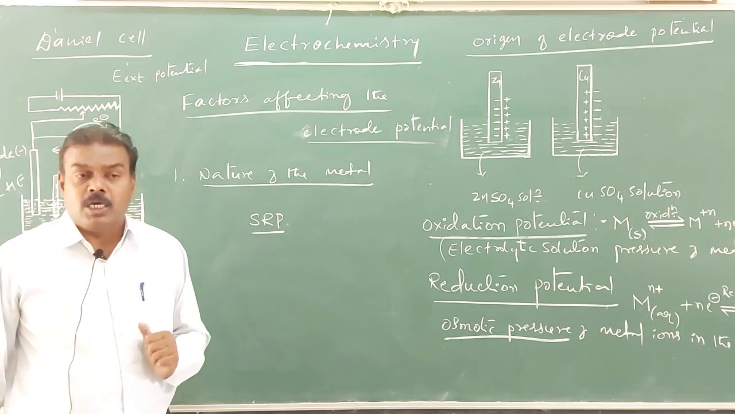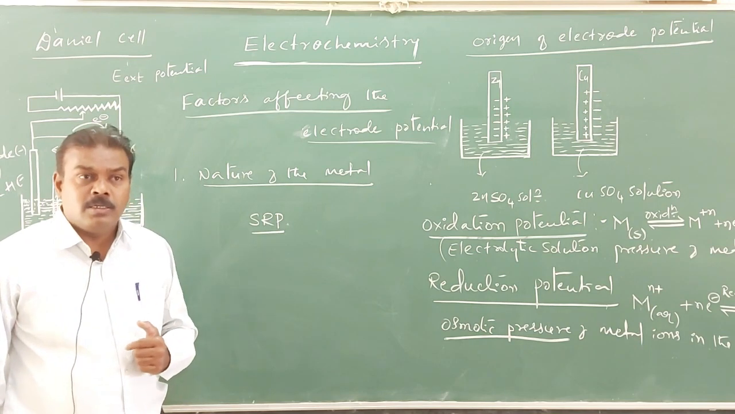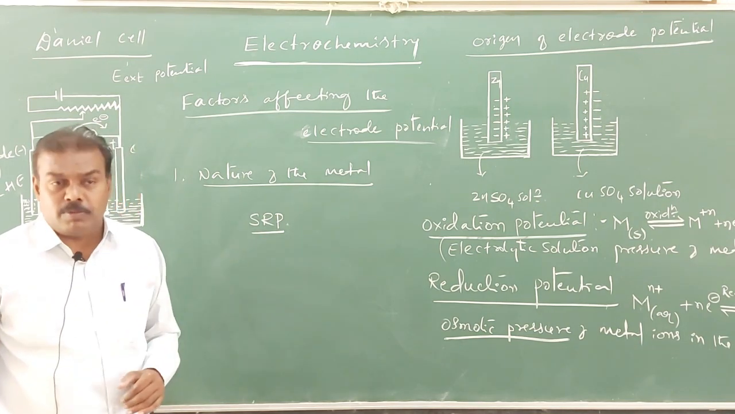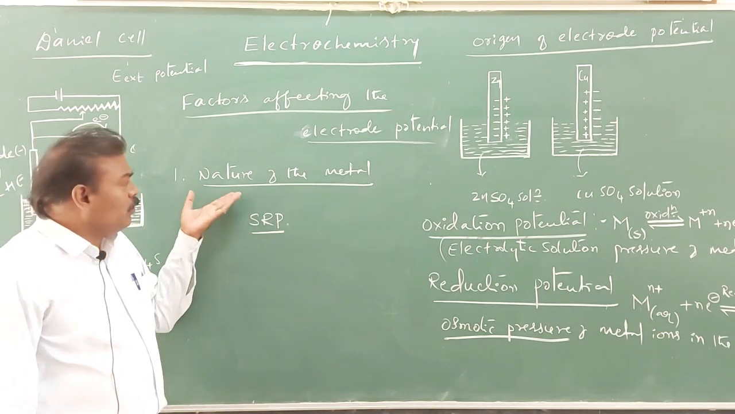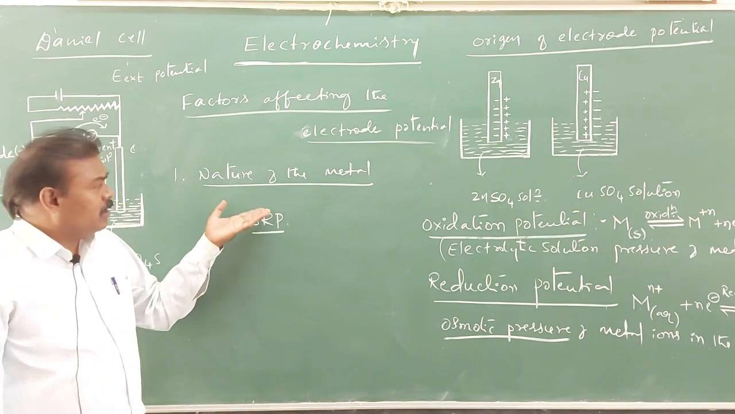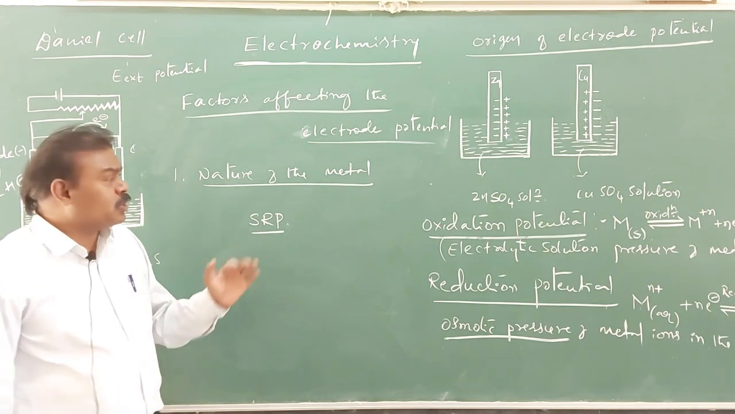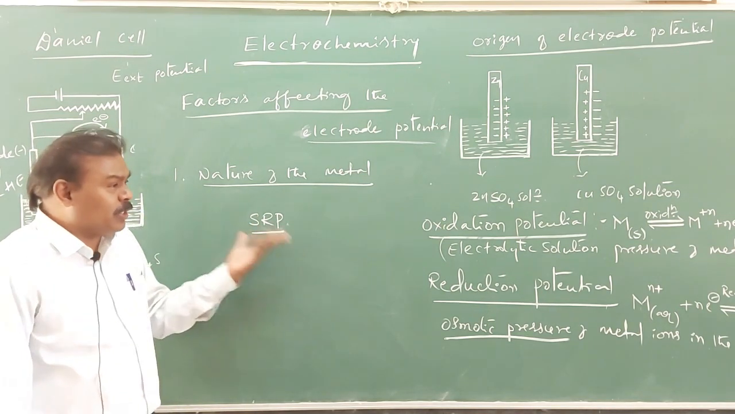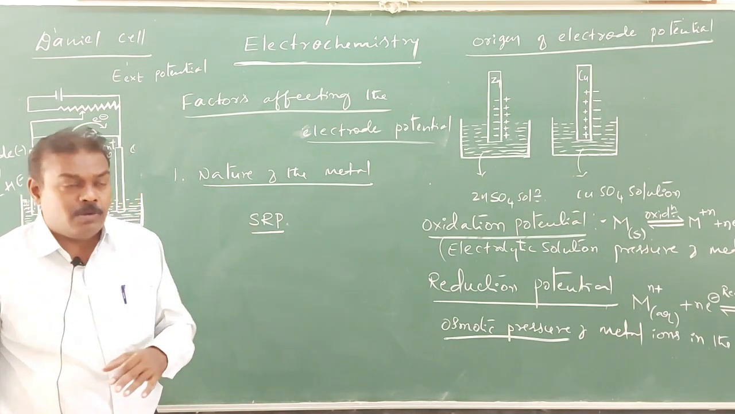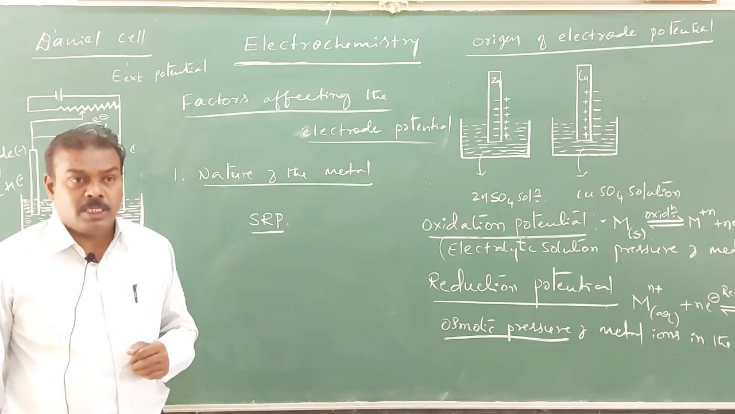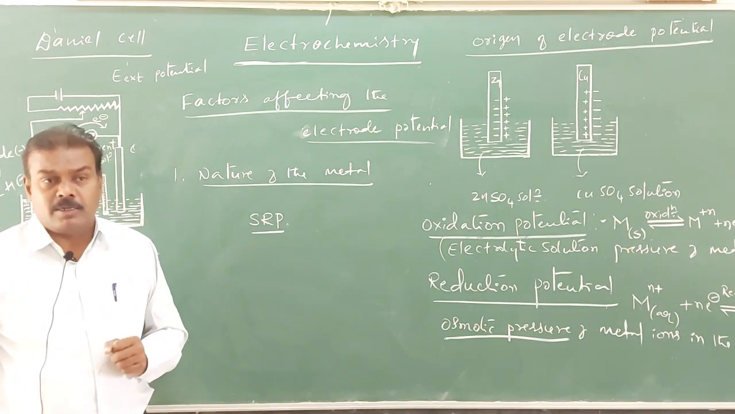Some of the metals like copper, silver, or gold have positive values of their standard reduction potentials. So the nature of the metal means the electrode potential will be either positive or negative. More electropositive metals have negative values of reduction potentials, and less electropositive metals have positive values of their reduction potentials. In that way, the electrode potential value depends upon the nature of the metal.